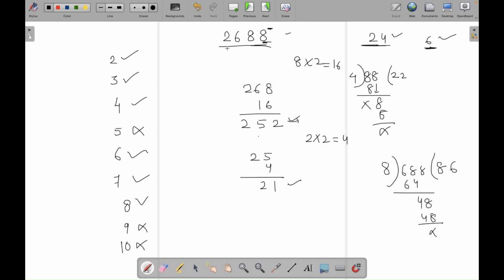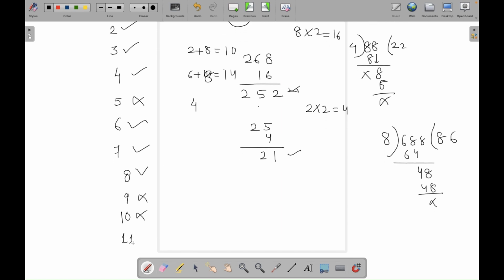So we form the first alternate pair, which is 2 and 8. 2 plus 8 is 10. Then we have another alternate pair, 6 and 8. 6 plus 8 is 14. We then subtract these two, smaller from the larger. So 14 minus 10 gives us 4. 4 is neither 0 nor a multiple of 11. So that is why 11 is also not a factor.